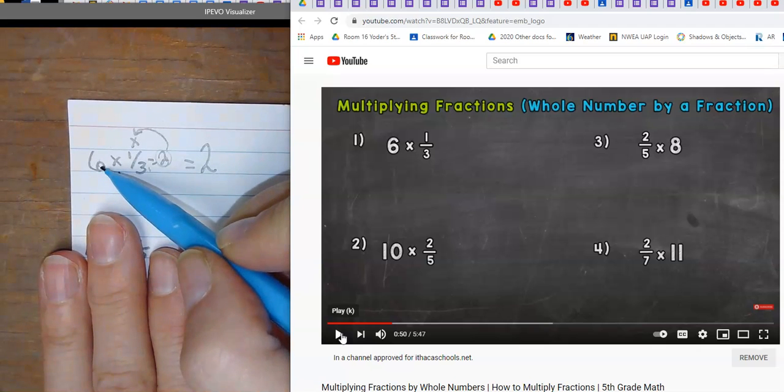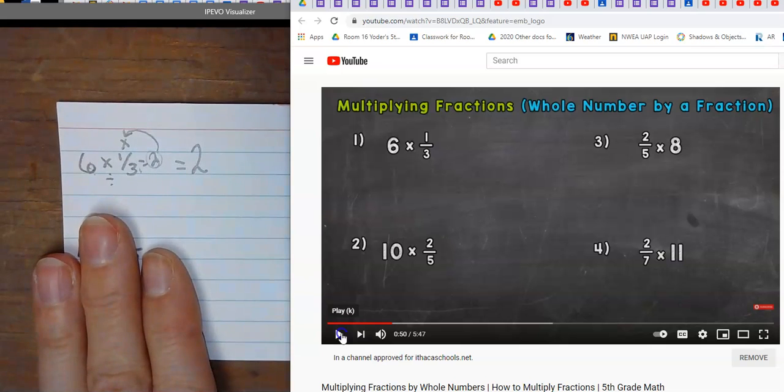Now, he's going to show it to you the other way that we've talked about. Do you remember how you can show that there is one piece in each of your 6 whole things? That's how he's going to show you.